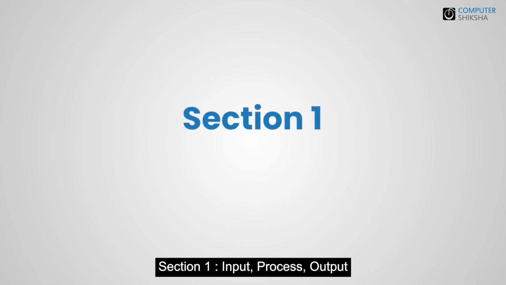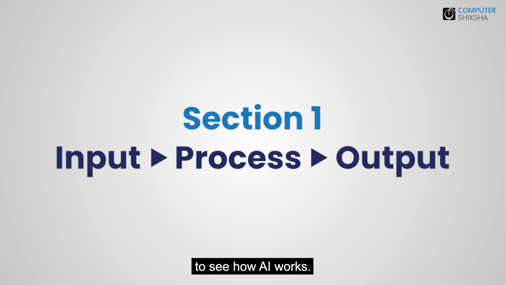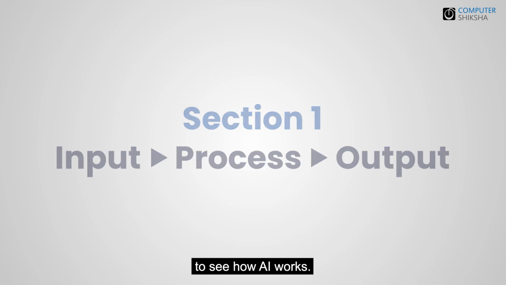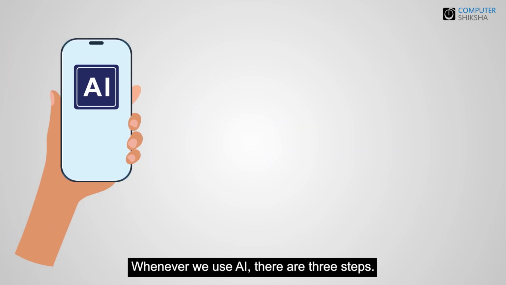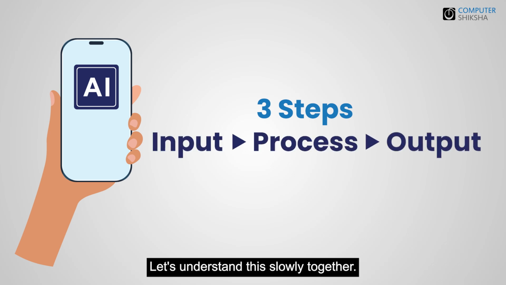Section 1. Input, process, output. Now let us understand a simple idea to see how AI works. Whenever we use AI, there are 3 steps. These steps are called input, process, and output. Let's understand this slowly together.